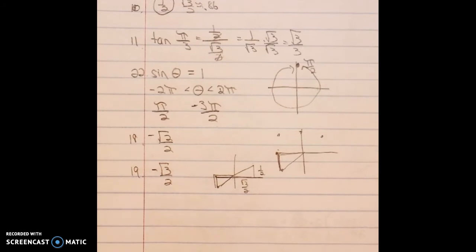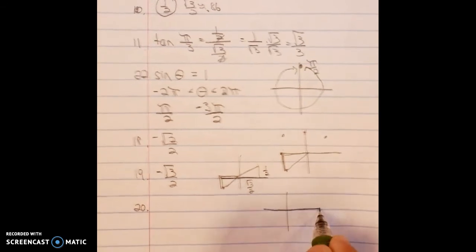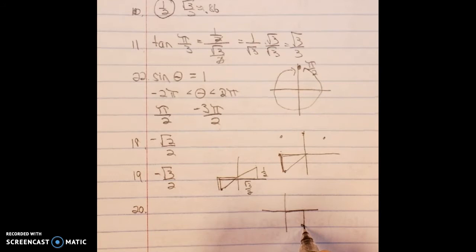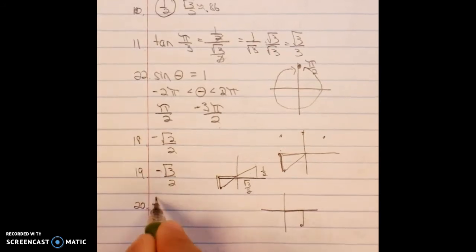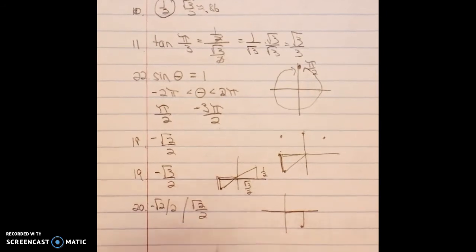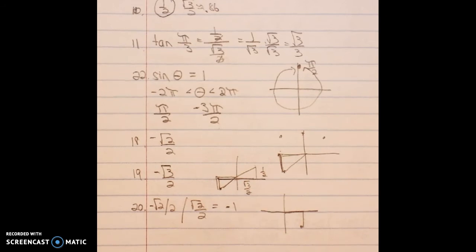All right, moving on to the next one. Number 20 wants the tangent of negative pi over 4. So that means I'm going here. Your x and your y value are both the same. They're radical 2 over 2, but your y is negative. So we have negative radical 2 over 2 divided by radical 2 over 2. And because that's the same value, we end up with a negative 1.